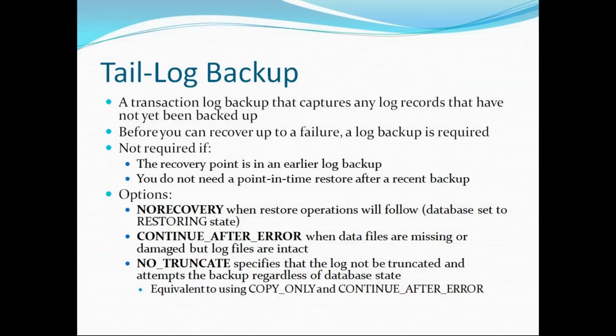In tail log backup there are three options. One is no recovery, when a restore operation will follow, the database is set to restoring state. Continue after error, when data files are missing or damaged but the log file is intact. No truncate specifies that the log not be truncated and attempts the backup regardless of the database state. Equivalent to using copy only and continue after error.